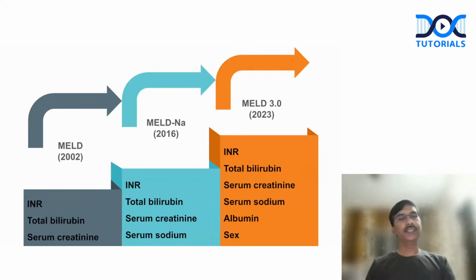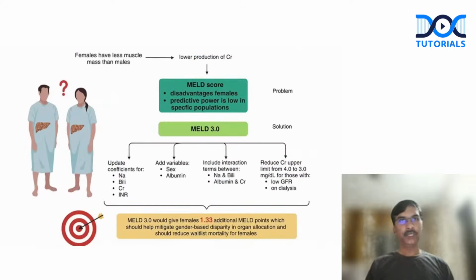Now, the model of end-stage liver disease was first introduced in 2002, and that was particularly to identify the patients who are at most requirement of liver transplantation and those who will benefit by undergoing liver transplantation. So initially they had 3 criteria: INR, bilirubin, and creatinine. In 2016, 14 years after the first MELD, it became MELD sodium, where sodium was included in addition to INR, bilirubin, and creatinine. Now they have included albumin and sex.